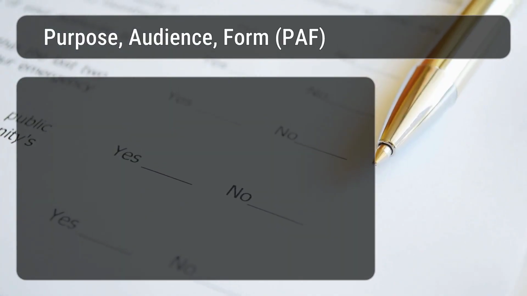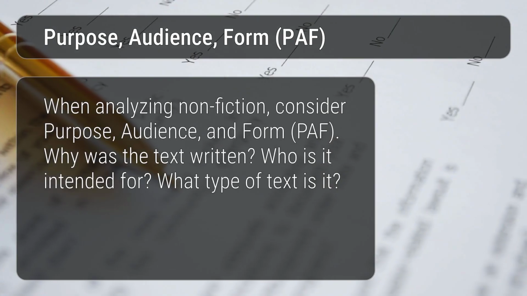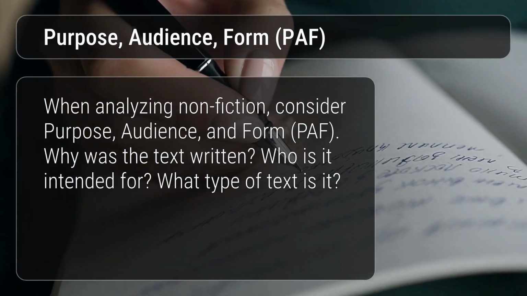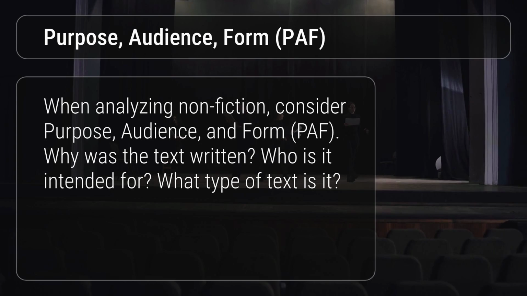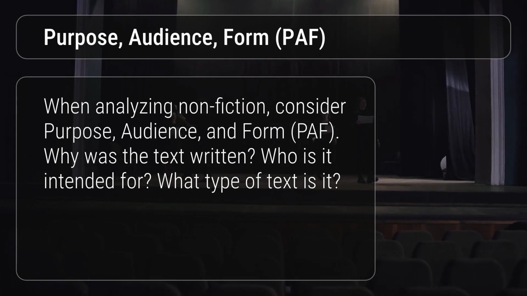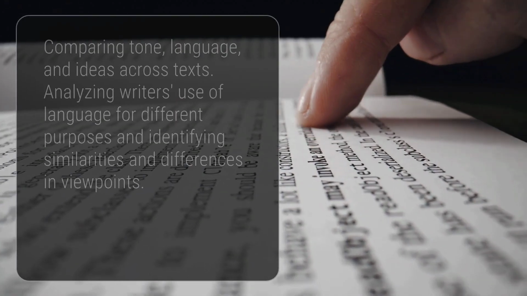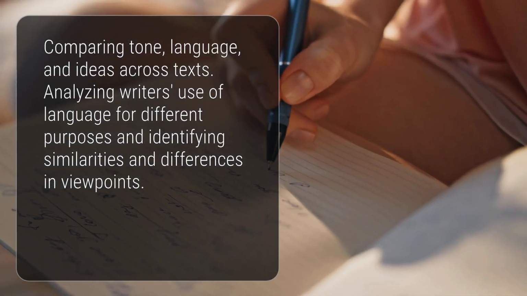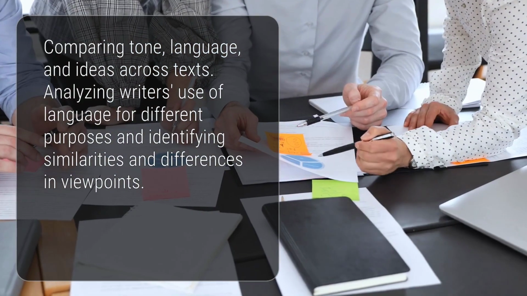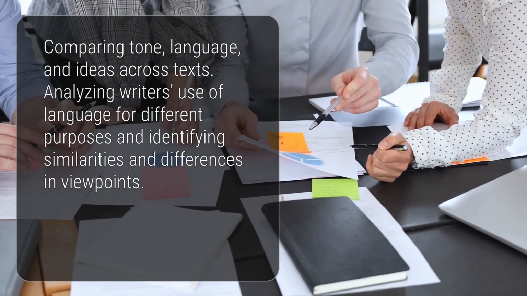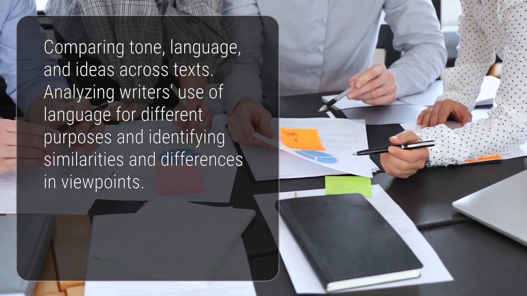When analyzing nonfiction, consider purpose, audience, and form, PAF. Why was the text written? Who is it intended for? What type of text is it? Compare the tone, language, and ideas across both texts. How do the writers use language to achieve their different purposes? What are the similarities and differences in their viewpoints?